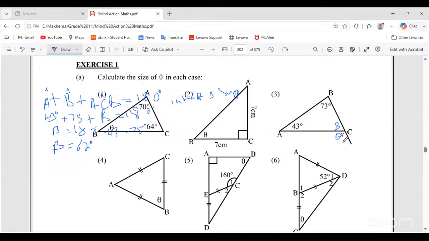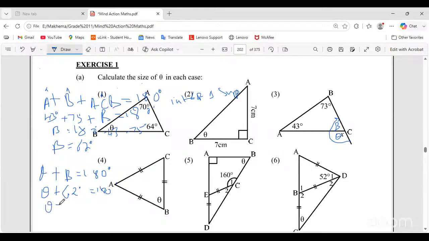Now we will come to this part. That is a straight line. That angle is equal to 180 degrees. Now I will say angle theta plus angle beta is equal to 180 degrees. Angle theta plus beta, what is beta? Beta is 62 degrees, is equal to 180 degrees.